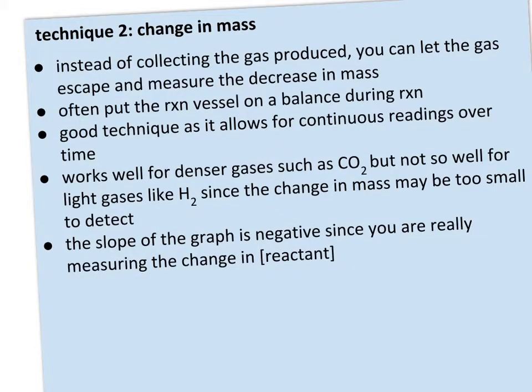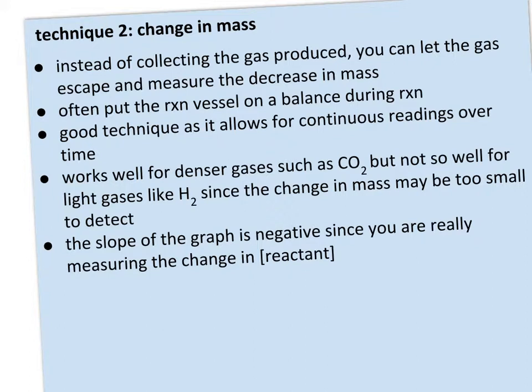The second technique is to look at the change in mass. And generally what this means is that instead of collecting the gas being produced, you're letting the gas escape. And then that means there'll be a decrease in mass. So you can put your reaction vessel on the balance, and instead of having a syringe or water displacement hooked up to it, you just let the gas go. And this also is a good technique because it also allows for continuous readings over time. And again, if you have probeware hooked up, you can get many readings, every minute and get a really good graph from this. And this works well for denser gases such as CO2.